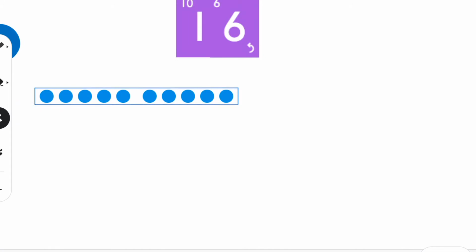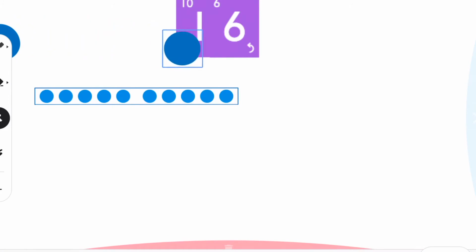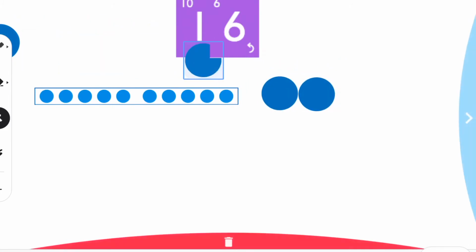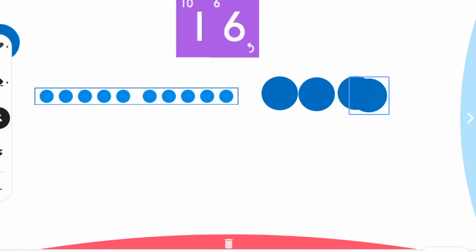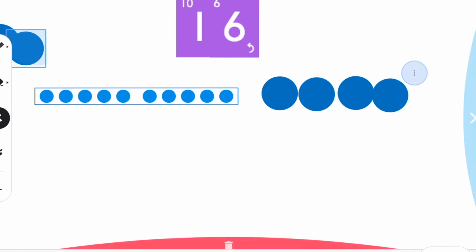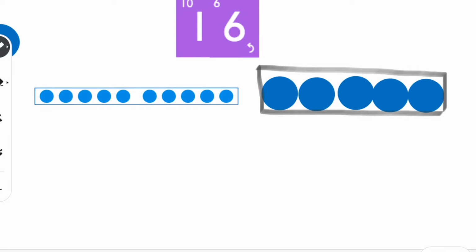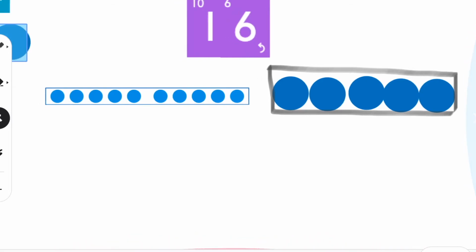So we have how many tens? 1 ten. Now let's count. How many sixes are we going to need? 1, 2, 3, 4, 5. I could make this into another 5 frame. So right here, I have my 5 frame, which means how many do I always know are in the 5 frame? There's 5.